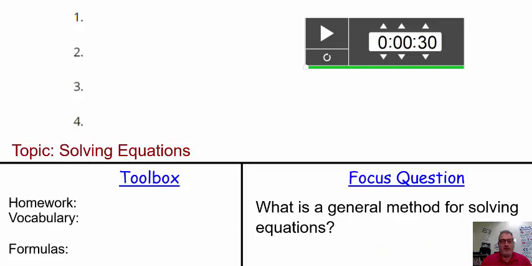So I'm going to give you 30 seconds on each one. We're doing this mentally, so think of what the value of x is and write that down. Okay, so here is our first equation.